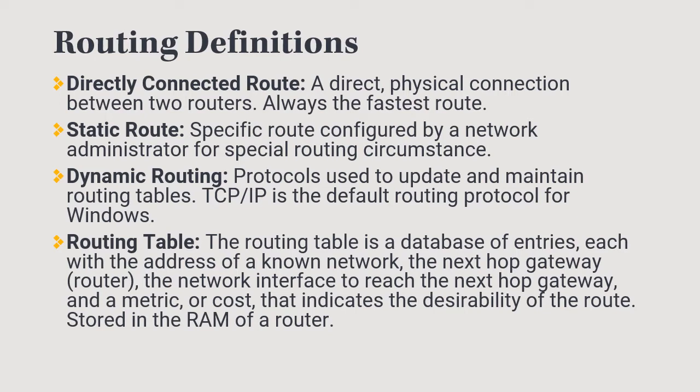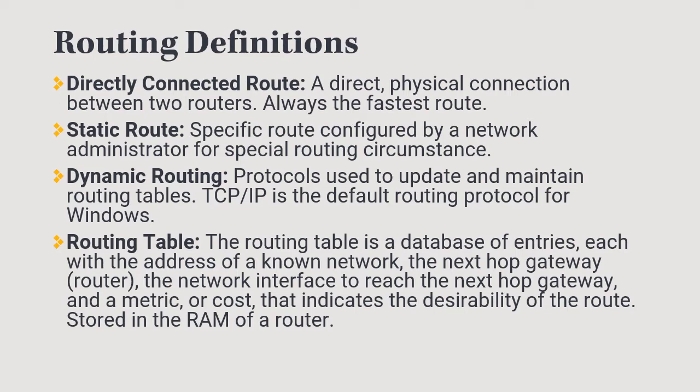We also have a static route. A static route is a specific route configured by a network administrator for special routing circumstances. Say, for instance, there's a specific reason why packets should be routed a certain way through the network, rather than letting the computer just decide however it wants to route using various routers along the way. The administrator is going to specifically program which routers are supposed to be used for that traffic.